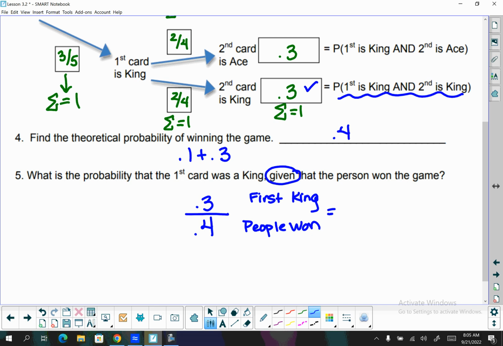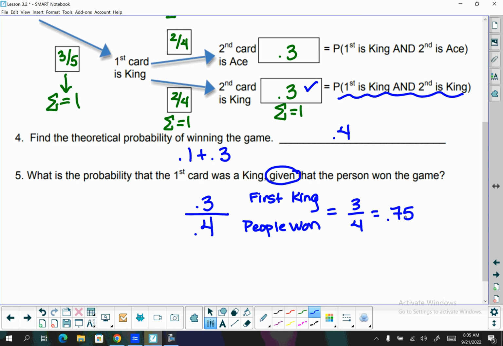And I can get rid of those decimals real quick. 3/4 or 0.75 is the probability. So if you won 3 out of 4 times, it's because you had a king and then another king. Occasionally we've got the ace-ace combo. Any questions?